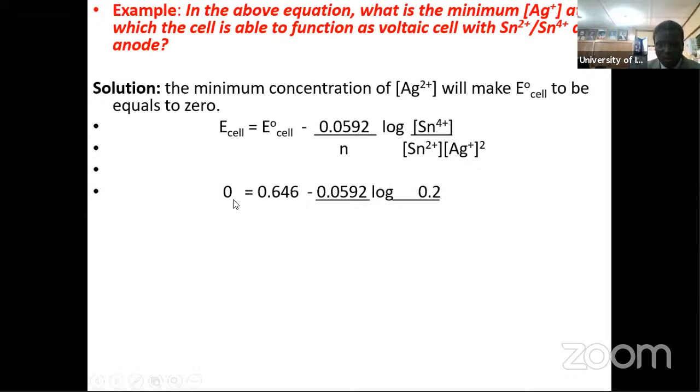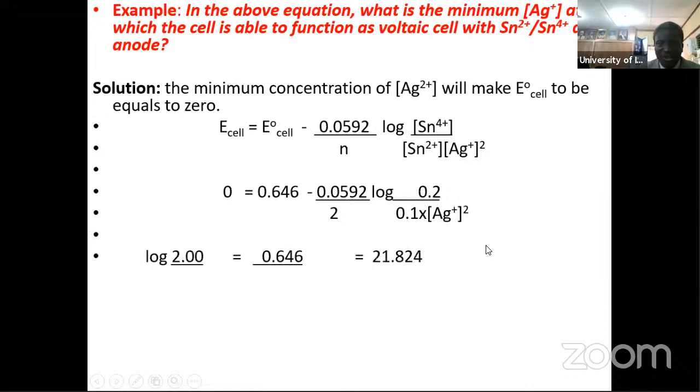If this one must be 0, then you substitute the other values, and your Ag plus here will be an unknown value because all these other ones you know. So now if this Ag plus is an unknown value and the E cell has to be 0, because that is not the standard condition, then what you have here, you just substitute the various values, and then you get the value for your Ag plus.